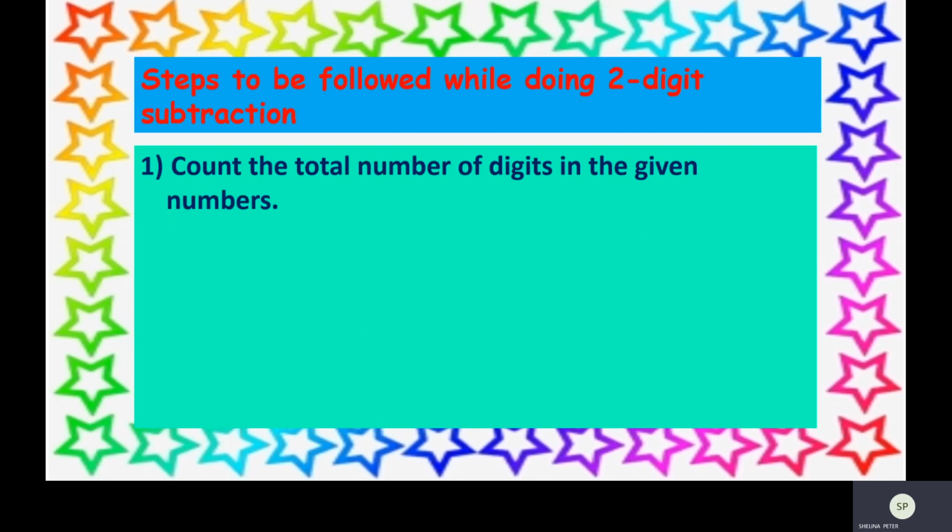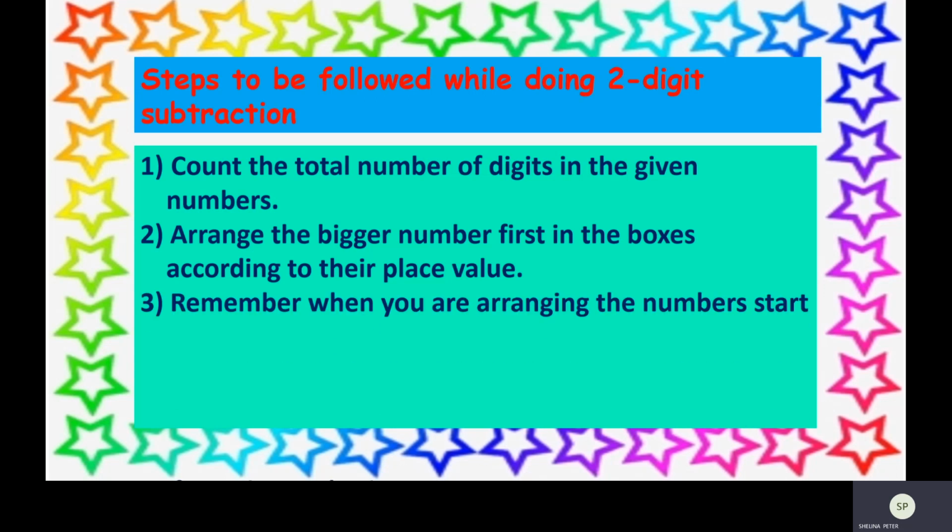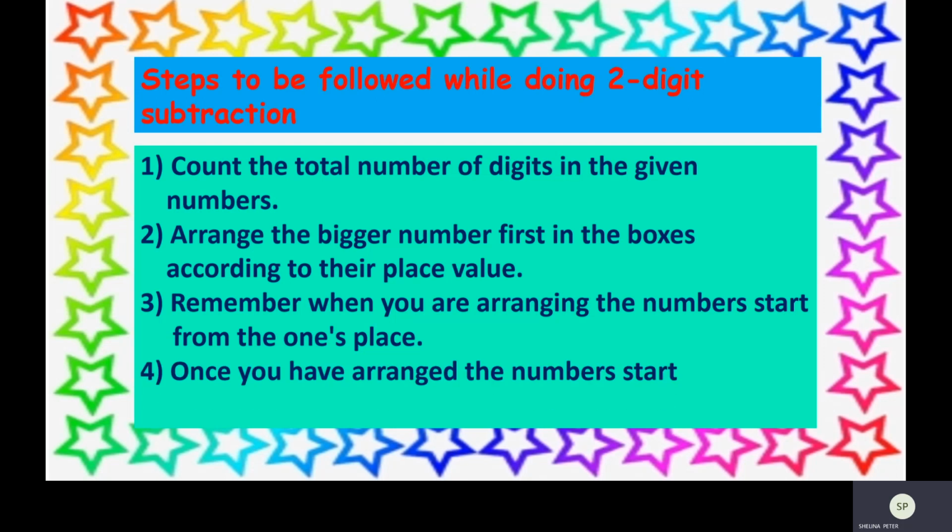First one, count the total number of digits in the given numbers. Second, arrange the bigger number first in the box according to the place value. Third, remember when you are arranging the numbers, you have to start from the ones place, and that is towards the right hand side. Fourth, once you have arranged the numbers, start subtracting the numbers from the ones place. Now these steps will be more clear when we practice some examples.